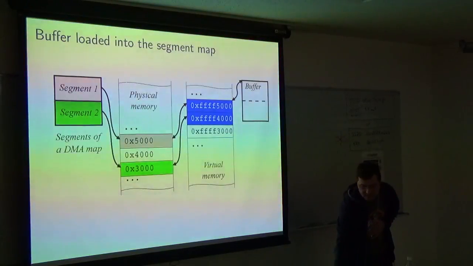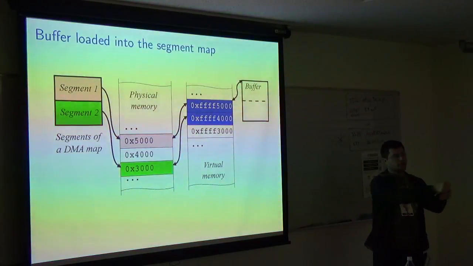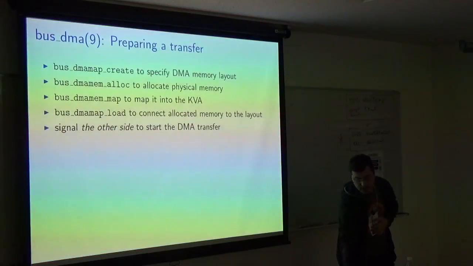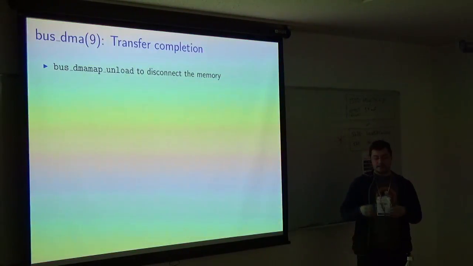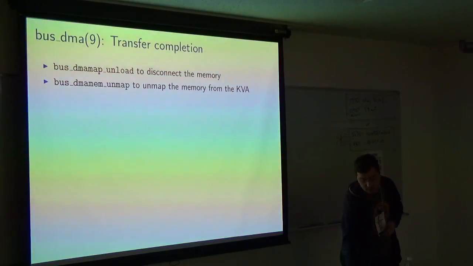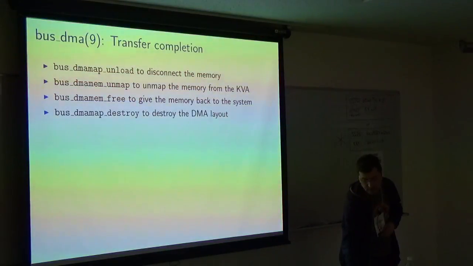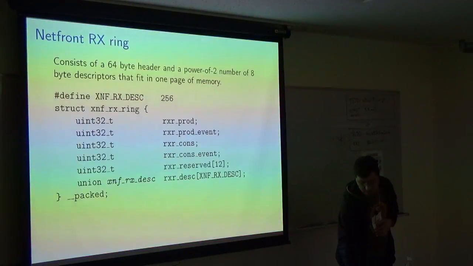Once we've done this loading operation, we have these segments filled in with physical addresses. Now we can take those addresses and put them into the descriptors on the ring and signal the other side to start the DMA transfer. Once the transfer is completed, we have to disconnect those memory buffers from the segment structures by just clearing the values. We'll unmap it from KVA, for instance. If we want to dispose of the buffer, we call the free function. And then if we want to destroy this whole layout thing, we can call bus DMA map destroy.